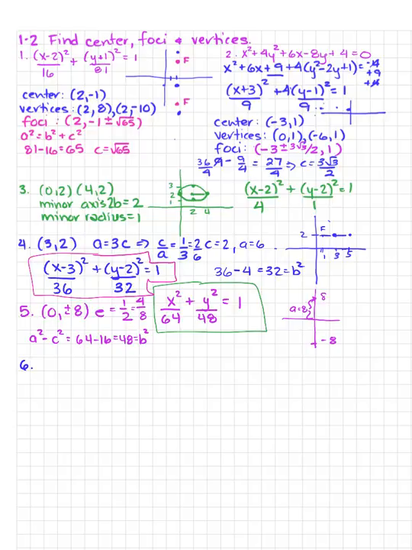Then we have number 6. It says Stan is an avid runner, and he's going to create this elliptical track, 100 yards and 20 yards. All right, so we are 100 yards long and 20 yards wide, so that will put us at 50 and negative 50, and this will put me up at 10 and negative 10. How far apart will the cameras be if the cameras are at the foci?